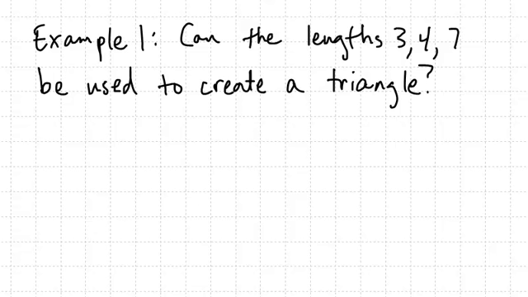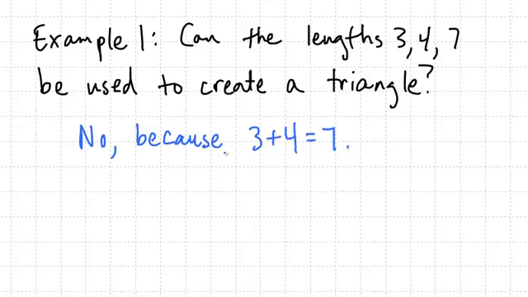So the answer to this question, can the lengths 3, 4, 7 be used to create a triangle? The answer is no, because 3 plus 4 is equal to 7. From the triangle inequality, we know that if we add any two lengths, they have to be greater than the third.